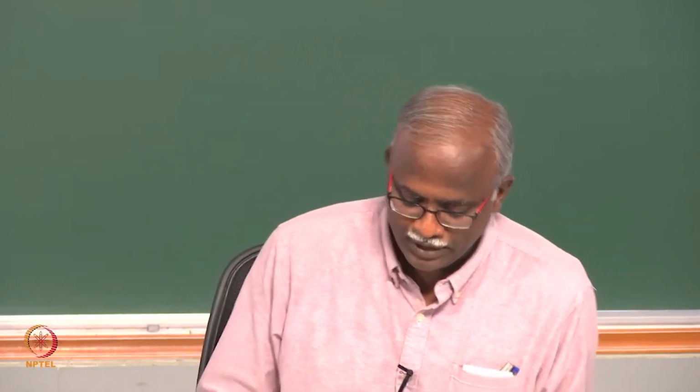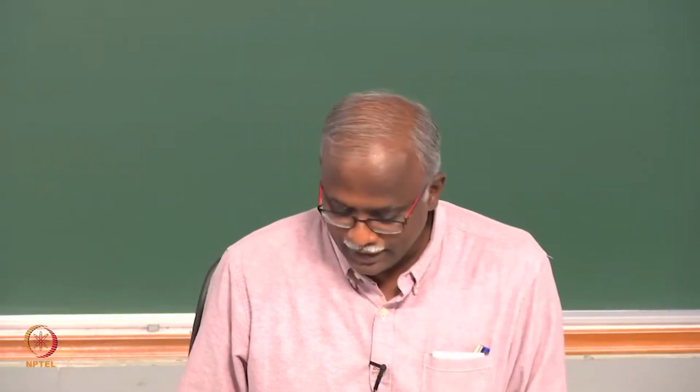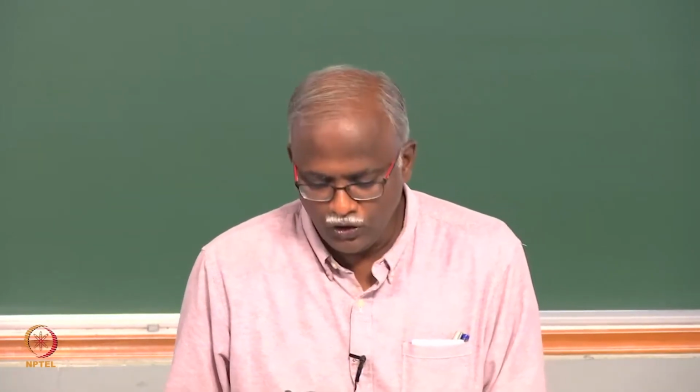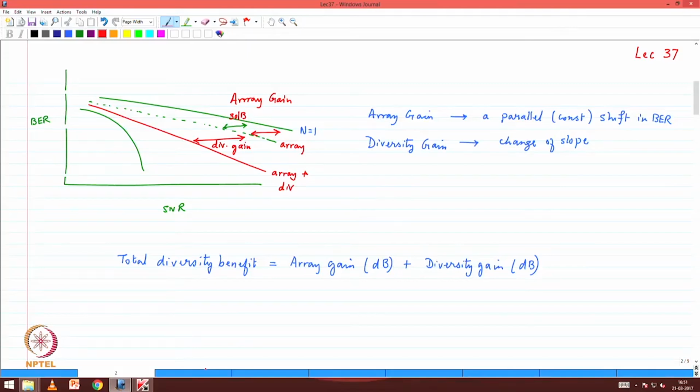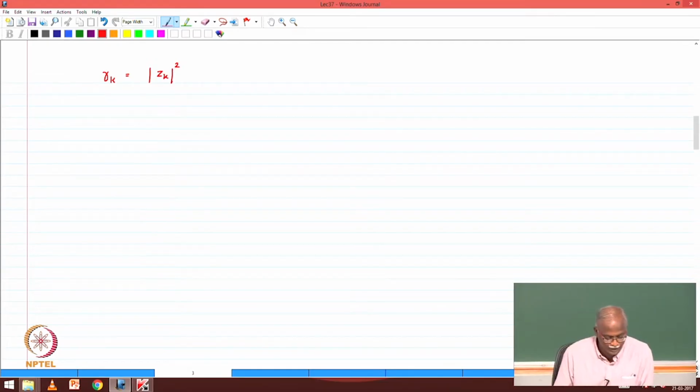So first, let me quickly summarize the last concept we talked about, diversity. The key takeaway from the discussion on diversity is that we could think of the benefit of diversity in terms of two components. One is an array gain, the other one a diversity gain. The instantaneous SNR gamma k can be written as mod zk whole squared, that's the amplitude square of the channel gain, times Es by N naught, the nominal SNR.